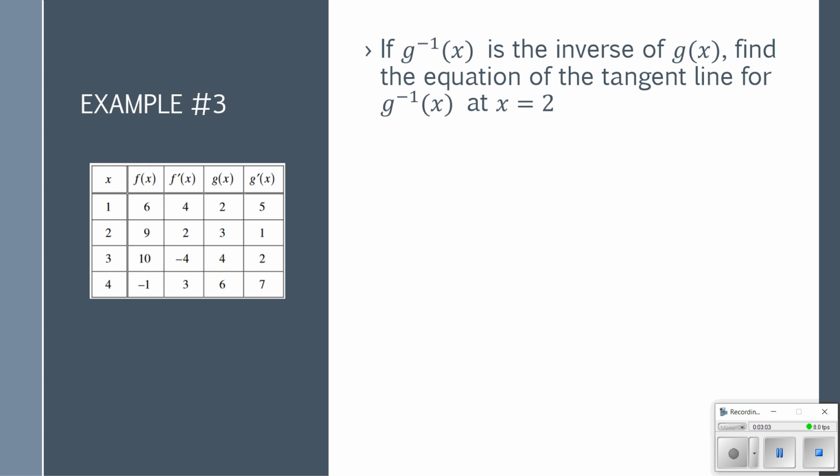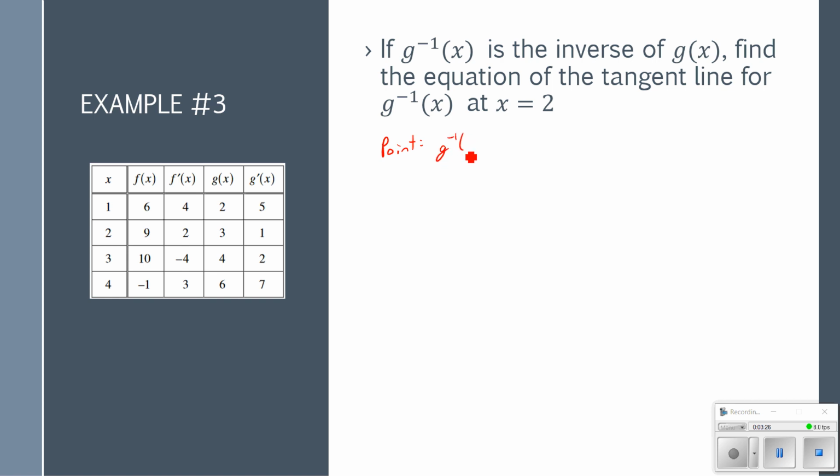I'm going to approach it the second way from my last video, where I'm going to think of it more in terms of coordinates rather than function notation. So to find the equation of a tangent line, I need a point and a slope. I'm going to focus on the point first.